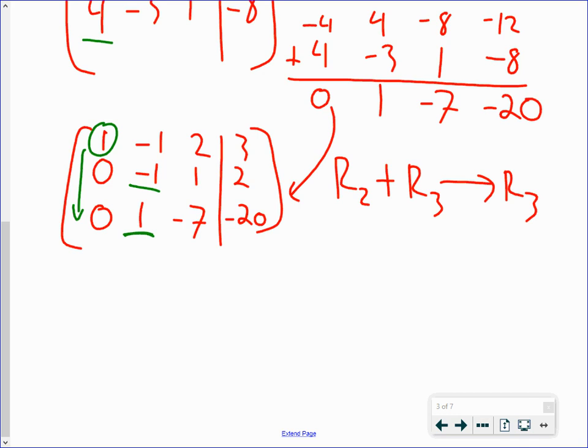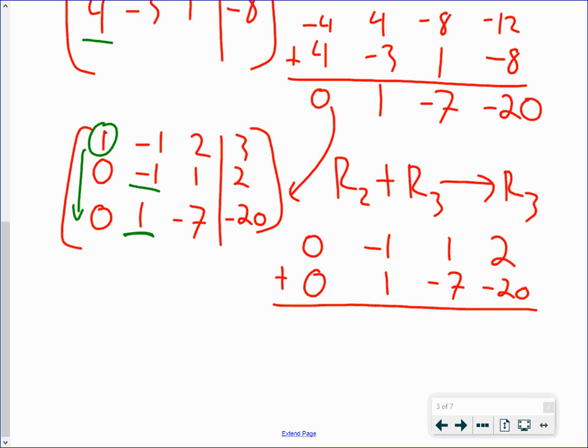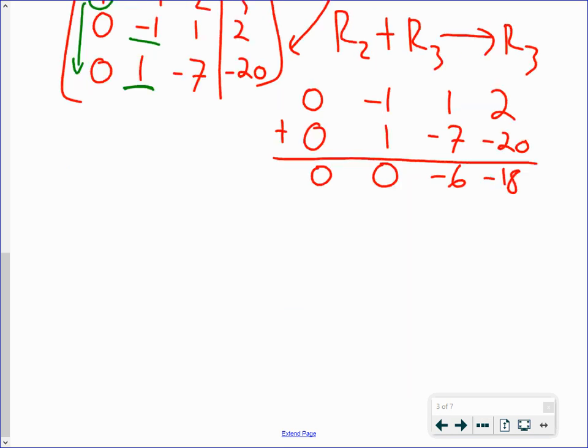So row 2 is 0, -1, 1, and 2. Row 3 is 0, 1, -7, and -20. I'm going to add these up. I get 0 plus 0 is 0. -1 plus 1 is also 0. 1 plus -7 is -6. And 2 plus -20 is -18. And that is my new row 3.